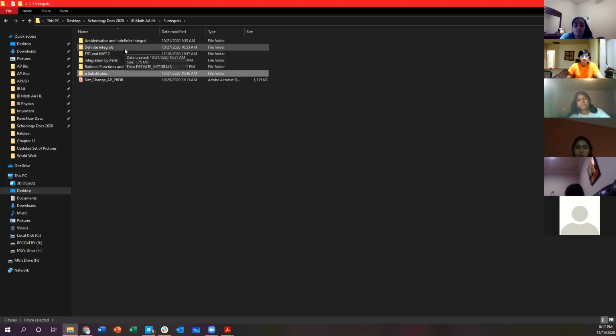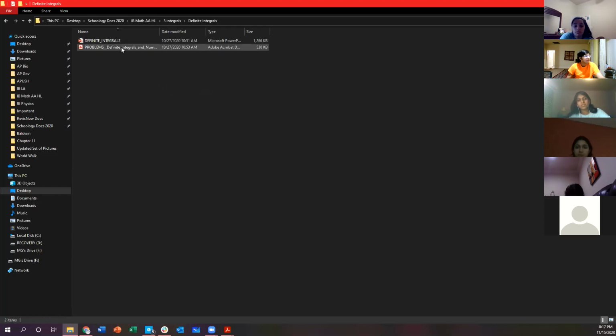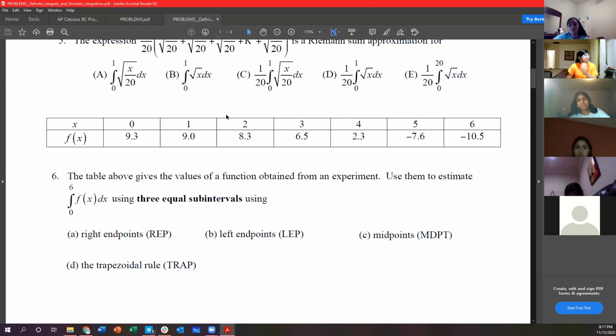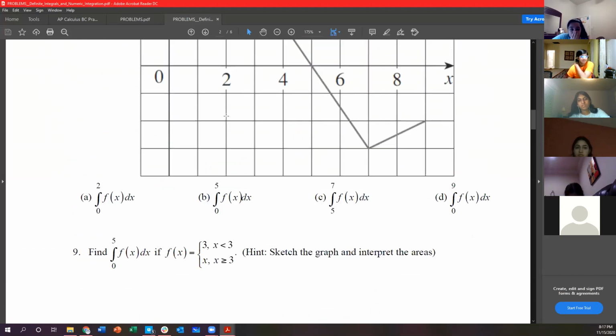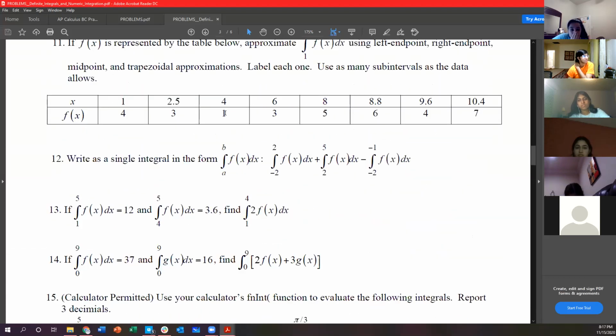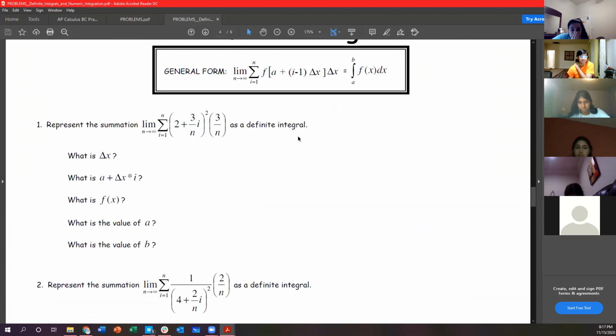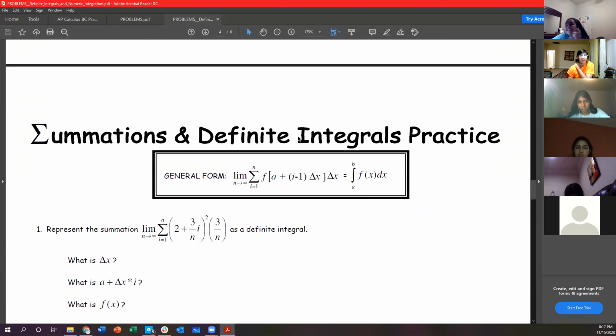Definite integrals. Okay. Let's do a word problem, if they have word problems. I think this is what we need to do. Yeah, this is what we need. What do you guys think?